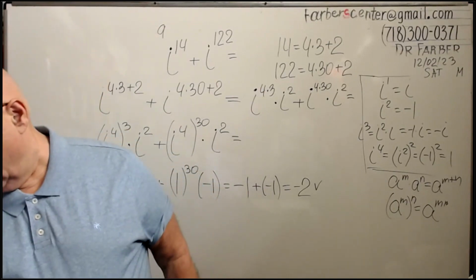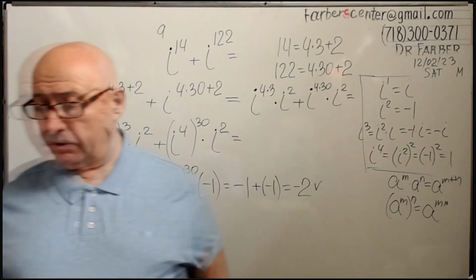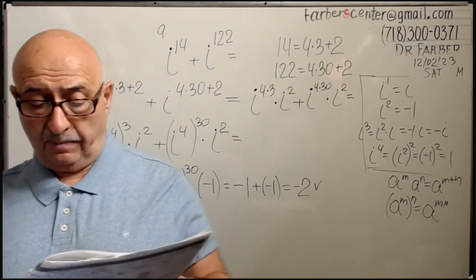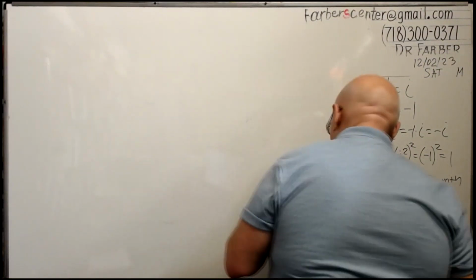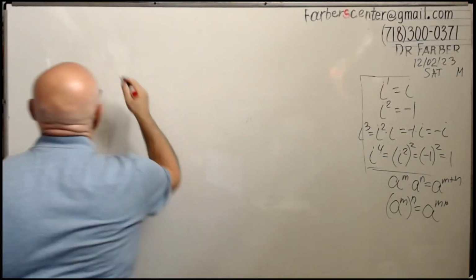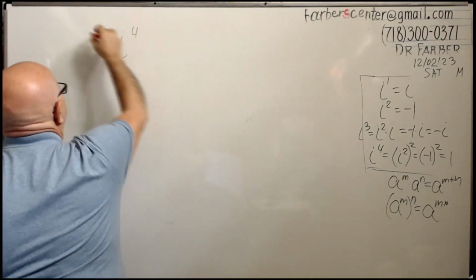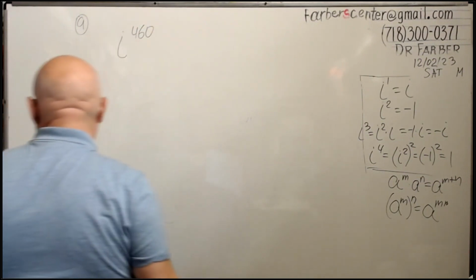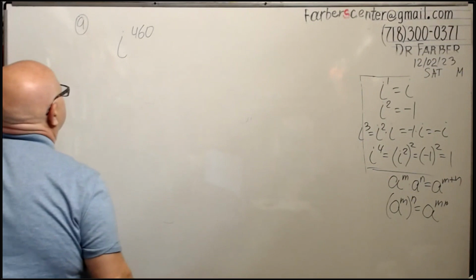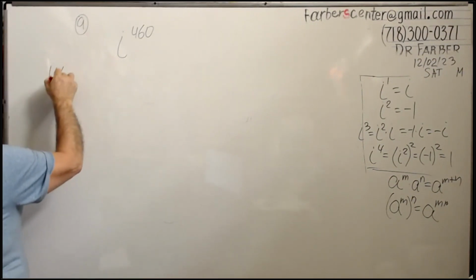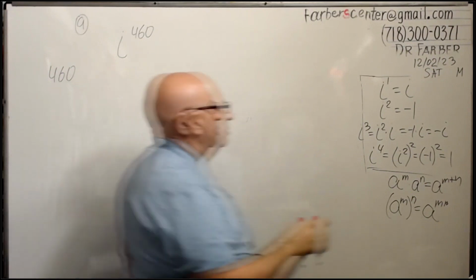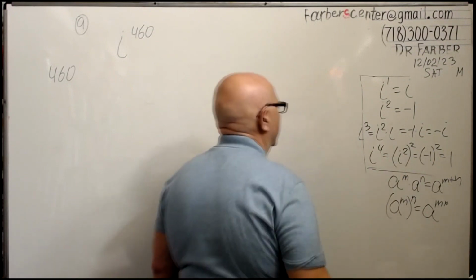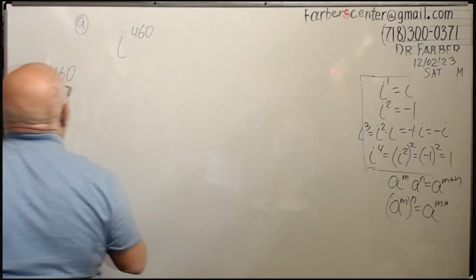Okay. This is a real question from a real test, just different numbers. Few students asked about number 10. In number 9, i to the power 460. Like we did before, I will use this space for 460. Since we have a loop of every 4 items over and over again, like we did today, I divide it by 4.